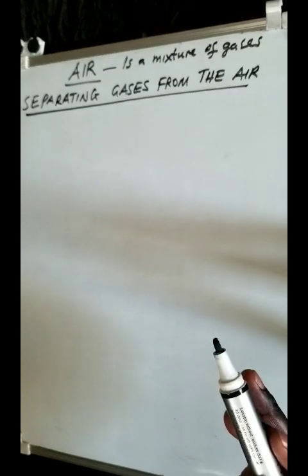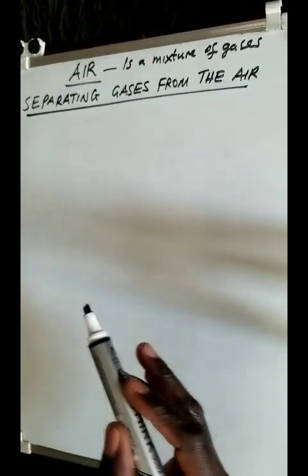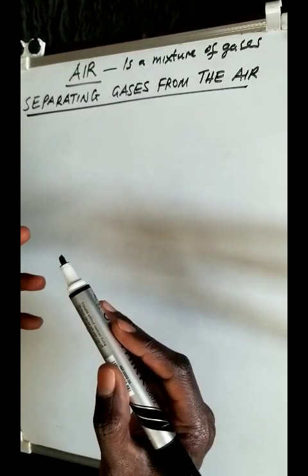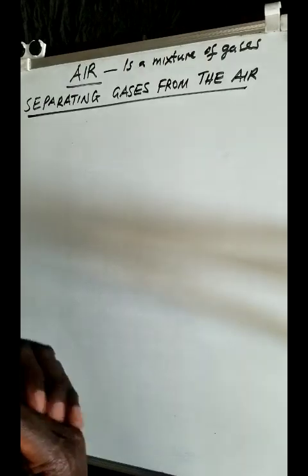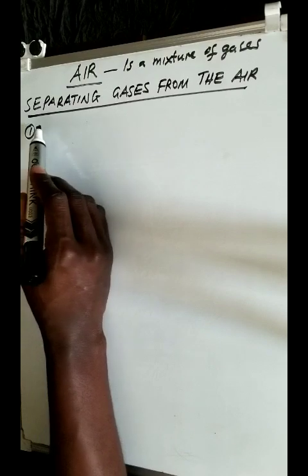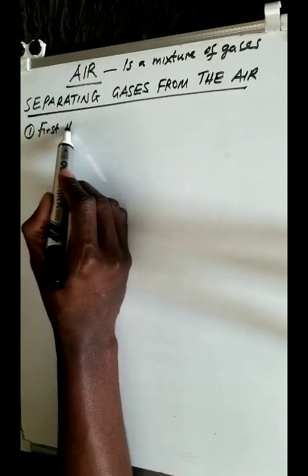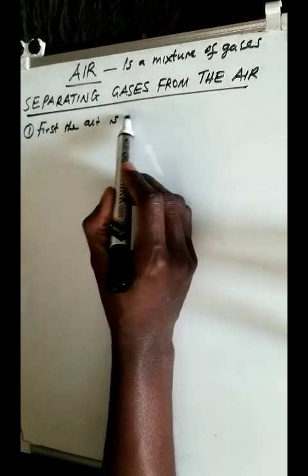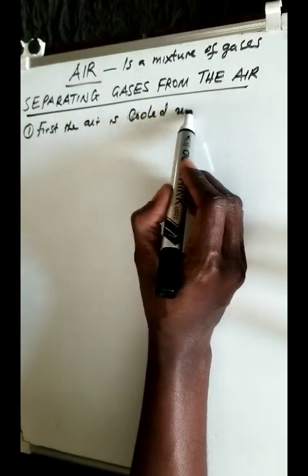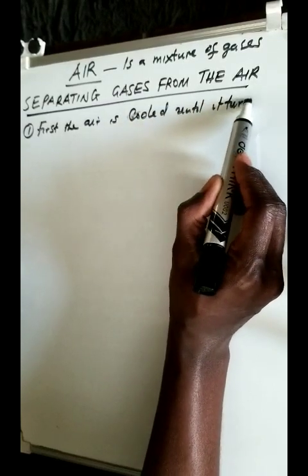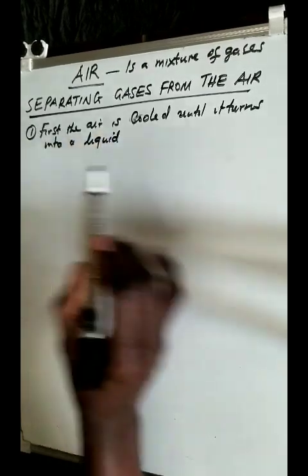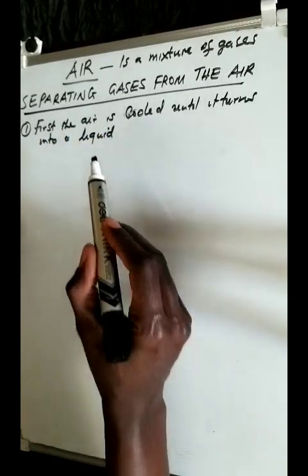But the question that one may have is, how can we separate these gases that are found in air, because it is a mixture of gases? Well, there's a clever way of actually doing it. Let me just give you a quick overview. First, the air is cooled until it turns into a liquid. That is the first step. You cool the air until it is turned into a liquid.